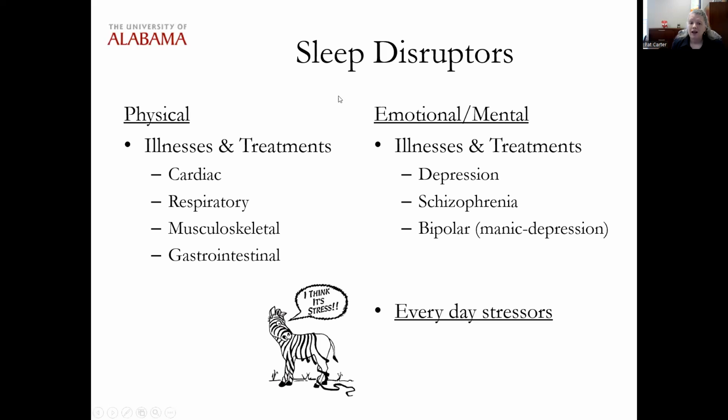Because some of them can actually make you more sleepy during the day, so that you're napping and things like that, that's not letting you get your deep sleep at night. So worth a conversation. And then of course, everyday stressors, right? I think it's stress. Poor zebra here is losing his stripes. So everyday stressors are also going to impact your ability to fall asleep, stay asleep, and get up and do what you want to do during the day and have enough energy to do that.